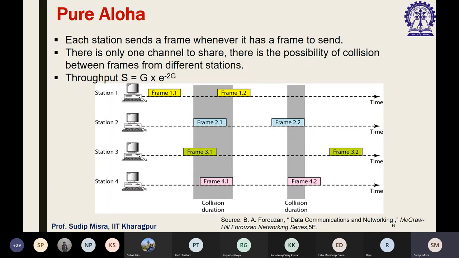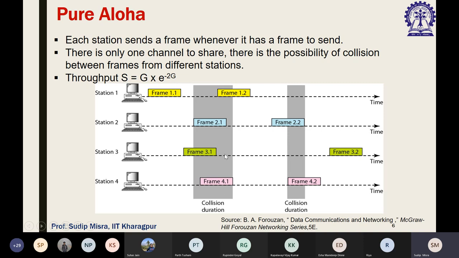Now if you look at this particular figure, you see that if you simply do it in a very naive way like this, then there are different windows, different moments when there is a likelihood of collision.